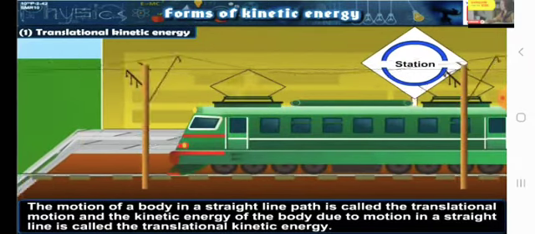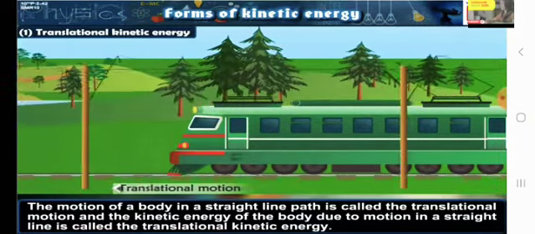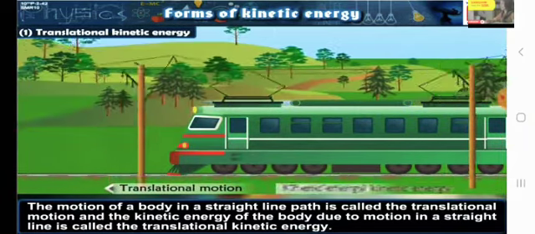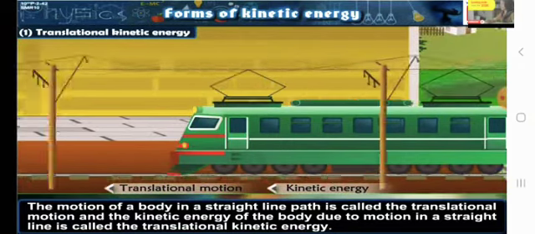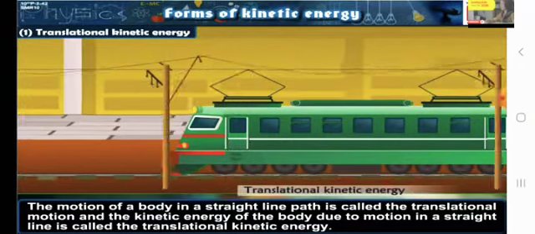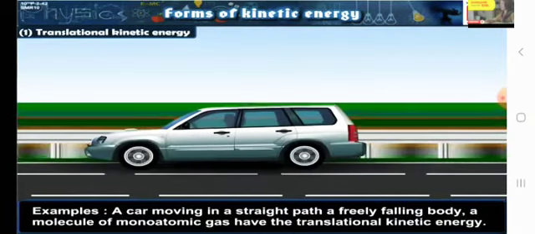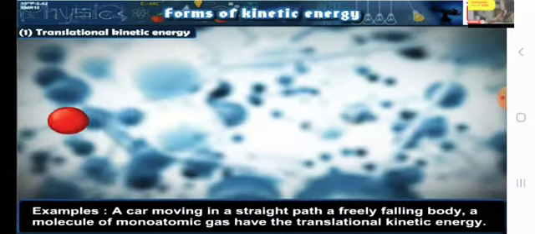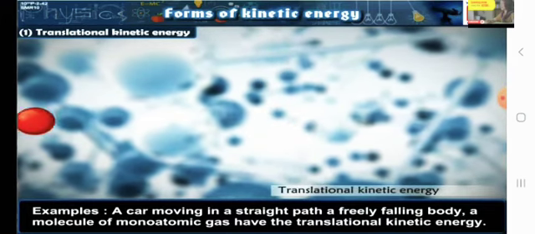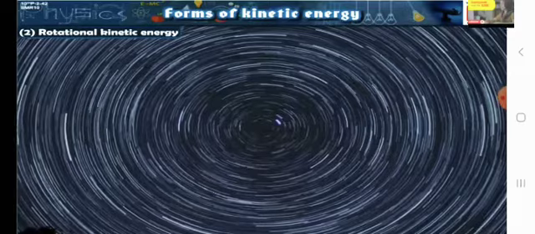1. Translational kinetic energy. The motion of a body in a straight line path is called the translational motion, and the kinetic energy of the body due to motion in a straight line is called the translational kinetic energy. Examples: a car moving in a straight path, a freely falling body, a molecule of monoatomic gas have the translational kinetic energy.